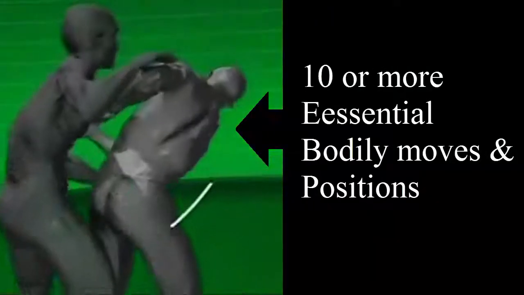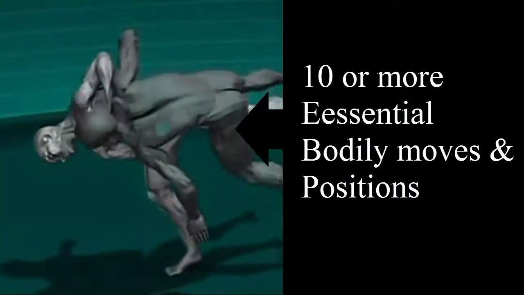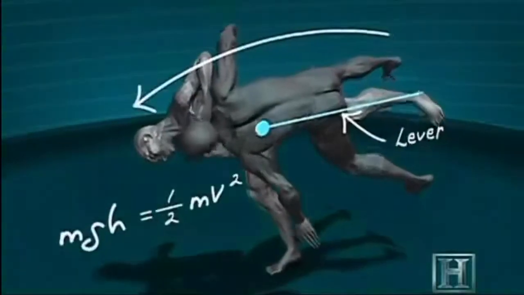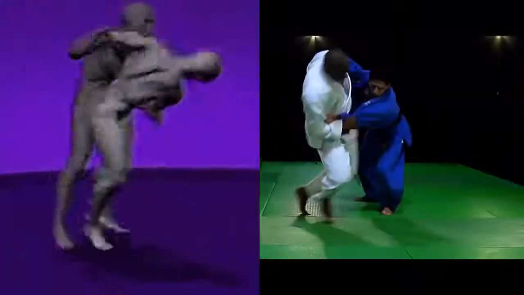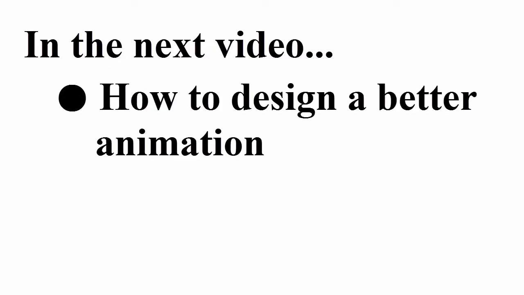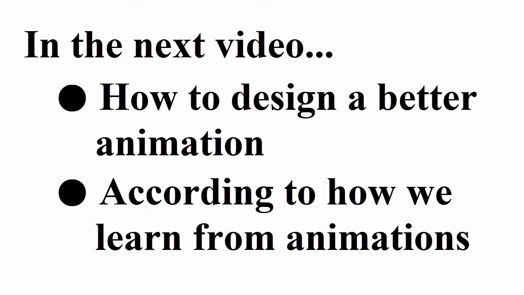The judo throw animation you just watched showed literally 10 or more essential bodily moves and positions necessary to execute the throw successfully. Depicting them all in an animation can easily overload the learner's cognitive processing capacity, so be careful. Creating a super realistic animation by including all the spatial and temporal details just because a real-world event or action has them is not going to make a good animation for learning. So next, let's take an even closer look at how to design a better animation according to what we learned from animations.